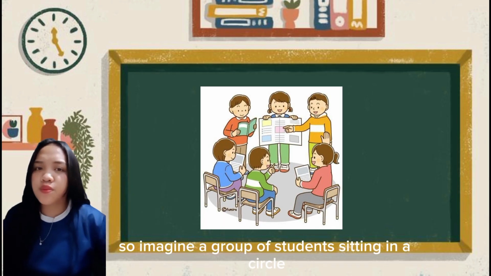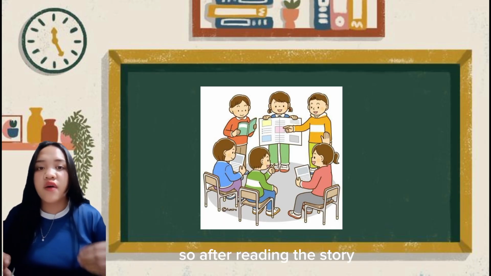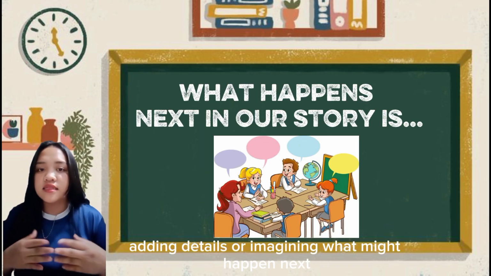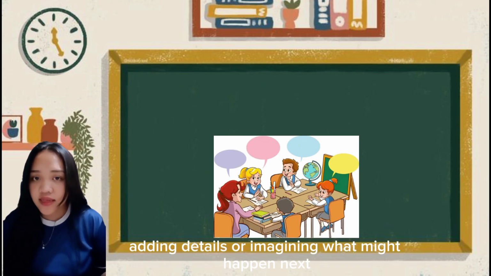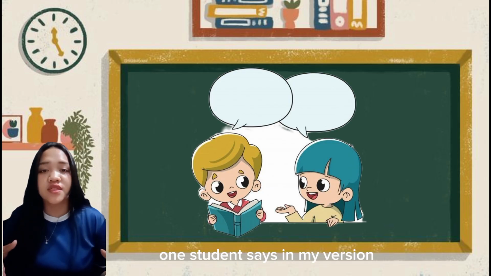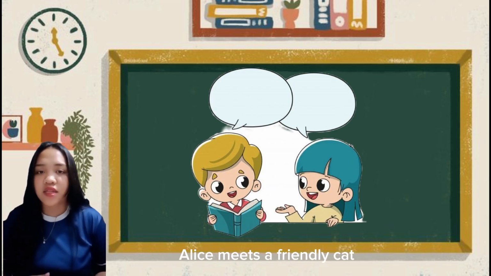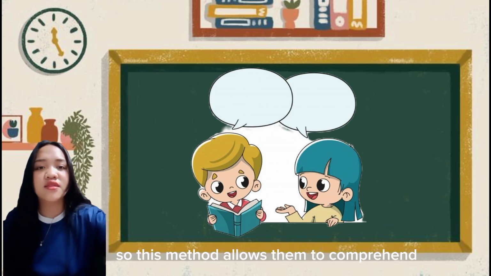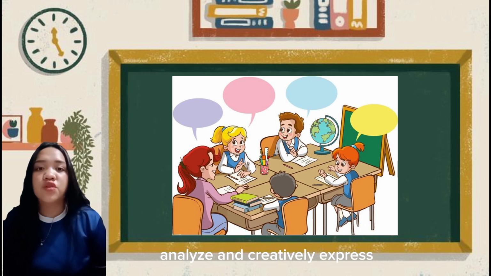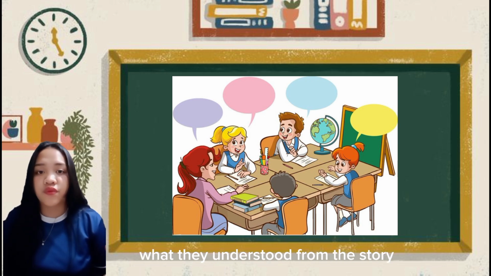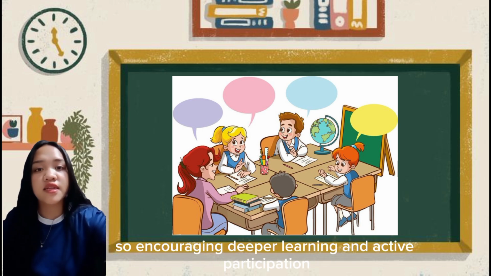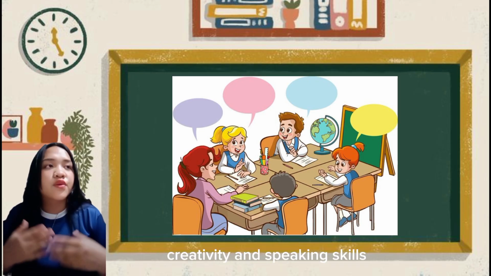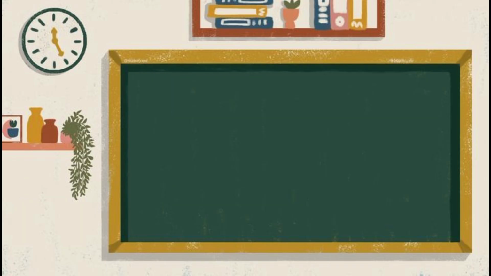So imagine a group of students sitting in a circle. After reading the story, each student retells it in their own words, adding details or imagining what might happen next. One student says, "In my version, Alice meets a friendly cat who helps her find her way home faster." This method allows them to comprehend, analyze, and creatively express what they understood from the story, encouraging deeper learning and active participation. This helps students practice comprehension, creativity, and speaking skills.